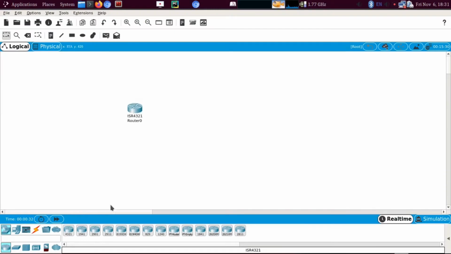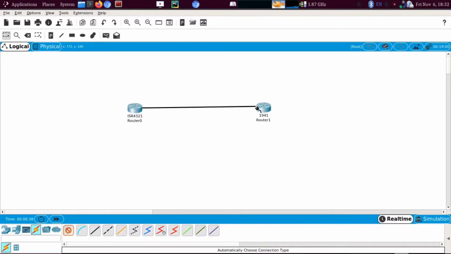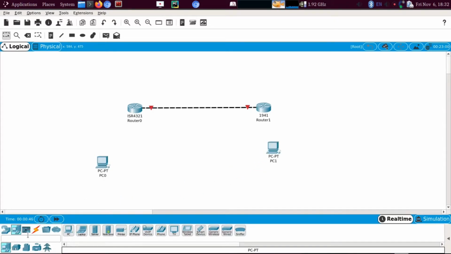Router as a DHCP. Since the cost of servers is high, one can opt to use a router as a DHCP. Configure the pool name, the excluded IP address, the network, default gateway and DNS, then save the configuration. Let's see in Packet Tracer.